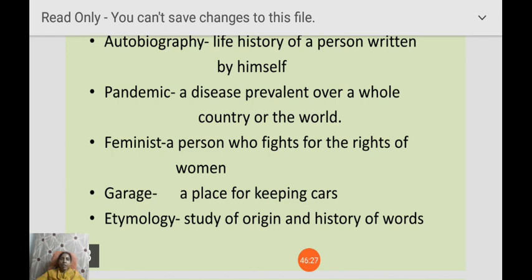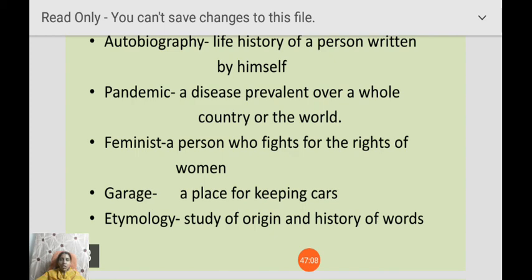Now, garage. A place for keeping cars. The place for keeping cars is called garage. Study of origin and history of words. Etymology is a study of origin, how the words originated, and the history, how the words have been used through the history, and how they have been transformed. So that is etymology.